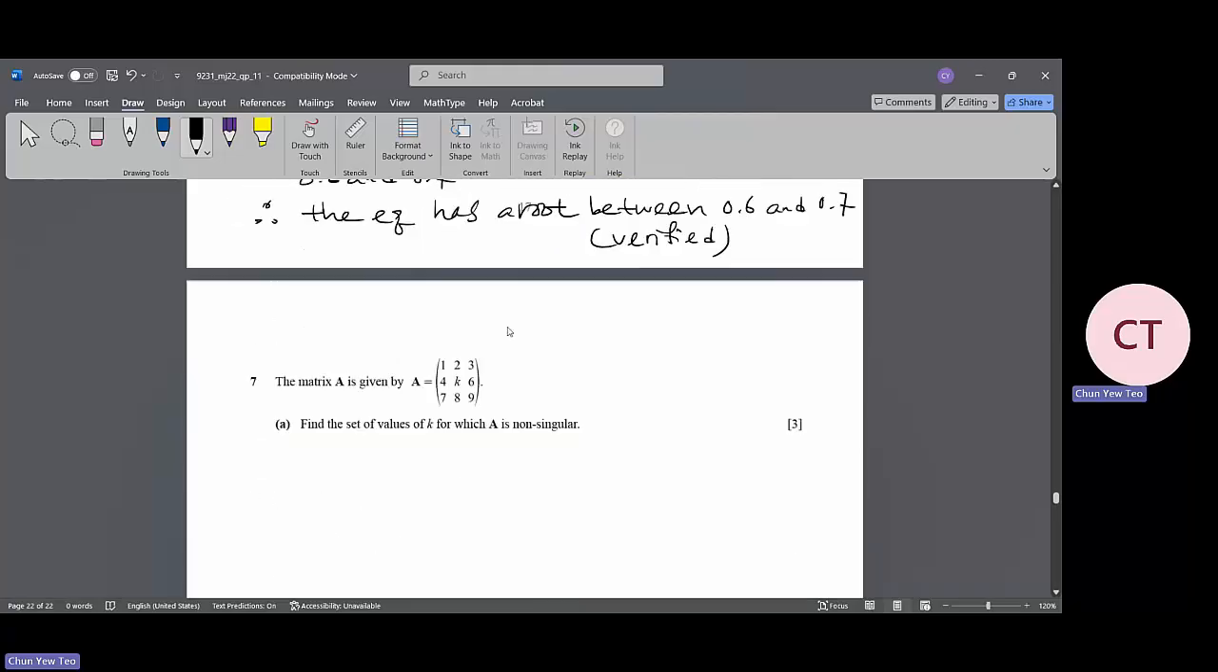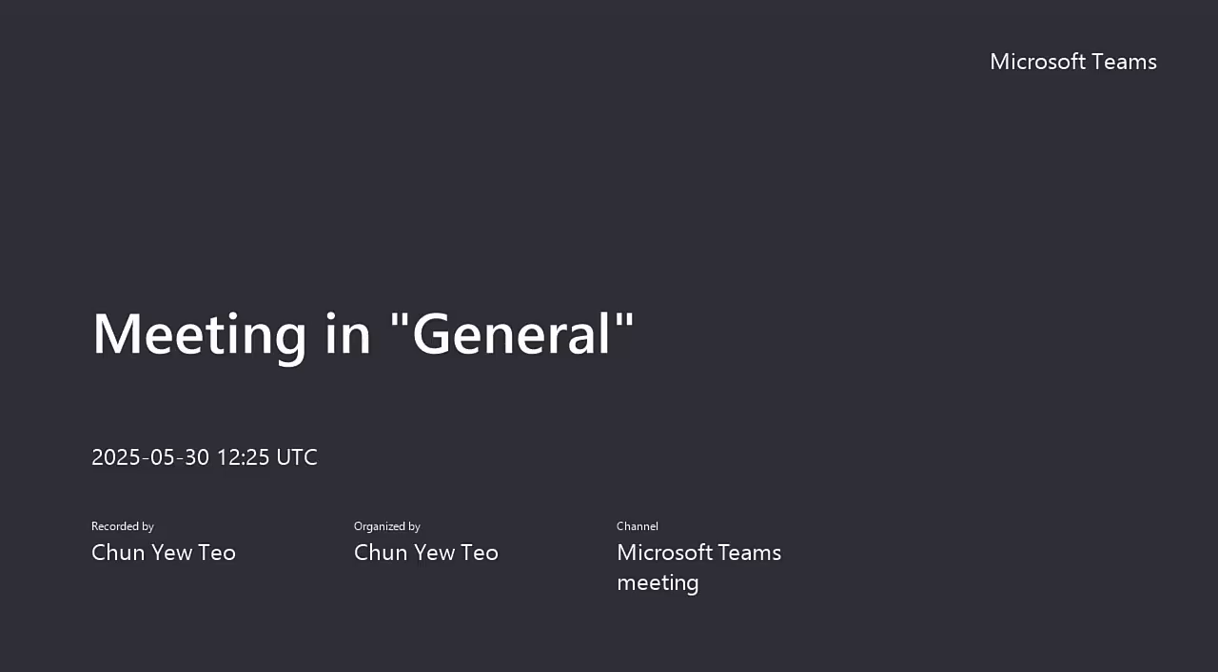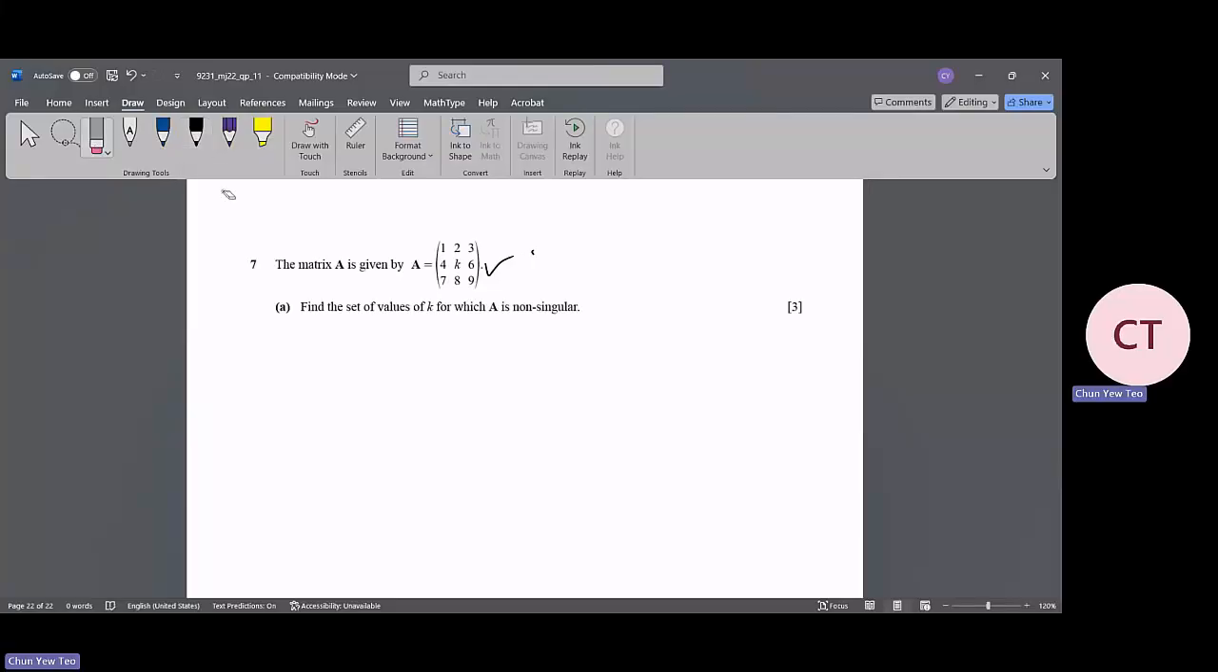And moving on, we have question number 7. A 3 by 3 matrix here, like this. And then they want us to find the set of values of k for which A is not singular. So for not singular, the determinant of A must not be 0. So we just know that this must not be 0.